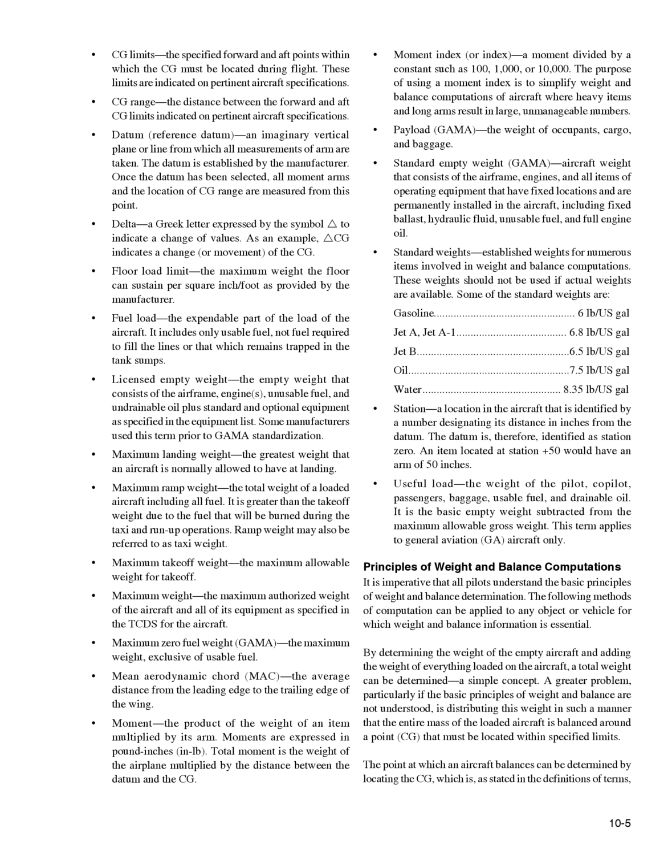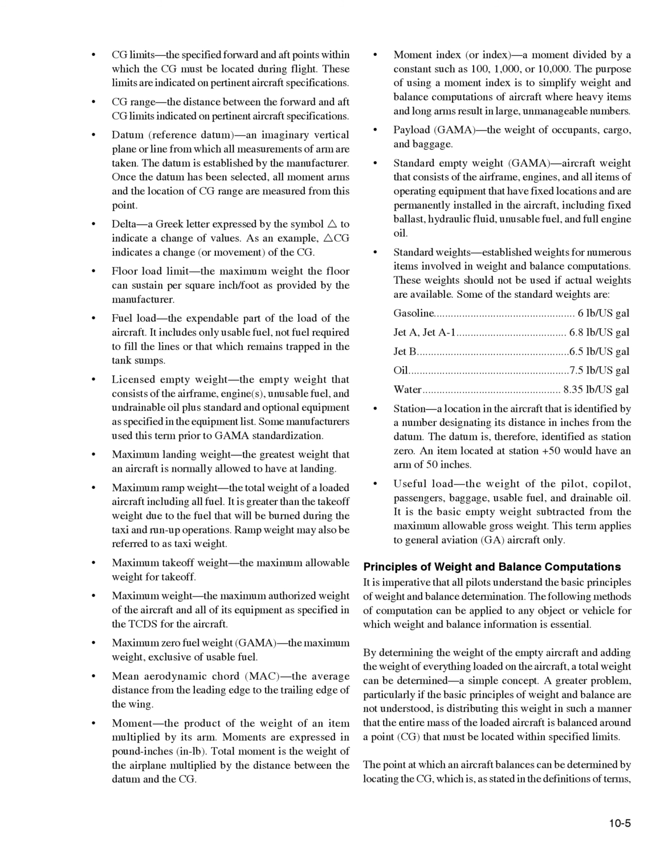sumps. Licensed empty weight, the empty weight that consists of the airframe, engines, unusable fuel, and undrainable oil plus standard and optional equipment as specified in the equipment list. Some manufacturers use this term prior to GAMA standardization. Maximum landing weight, the greatest weight that an aircraft is normally allowed to have at landing. Maximum ramp weight, the total weight of a loaded aircraft including all fuel.